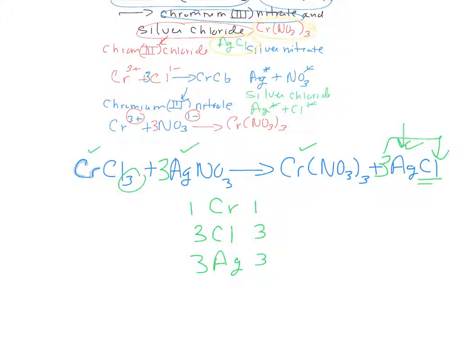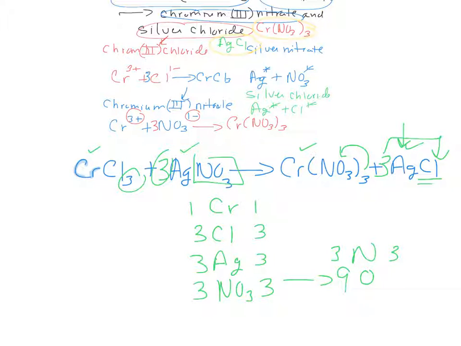And you can look at the nitrate 2 ways. You can see that I have 3 groups of nitrate on one side and 3 groups on the other. Or I could split this up separately and say, okay, on either side I have 3 N's and 9 O's. So either way you look at it, you come up with the balancing ratio of 1 to 3 to 1 to 3.